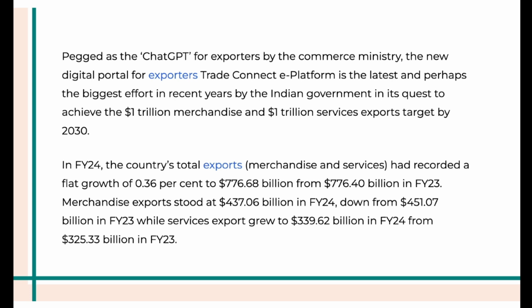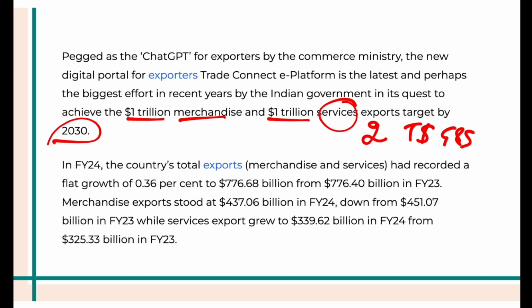Look, we have a very ambitious target. We want to export $1 trillion of goods and $1 trillion of services by 2030. So our target is to export $2 trillion worth of goods and services by 2030. But look at our exports, how flat they were in the financial year 24. The total exports of India, merchandise and services combined, were $776 billion in financial year 24.